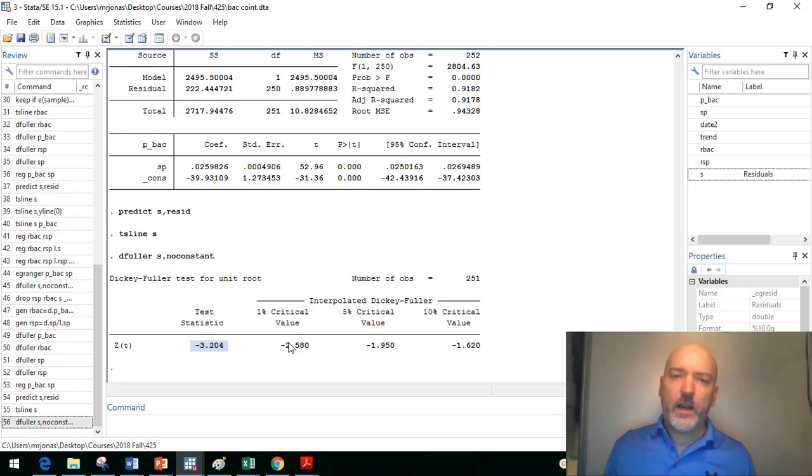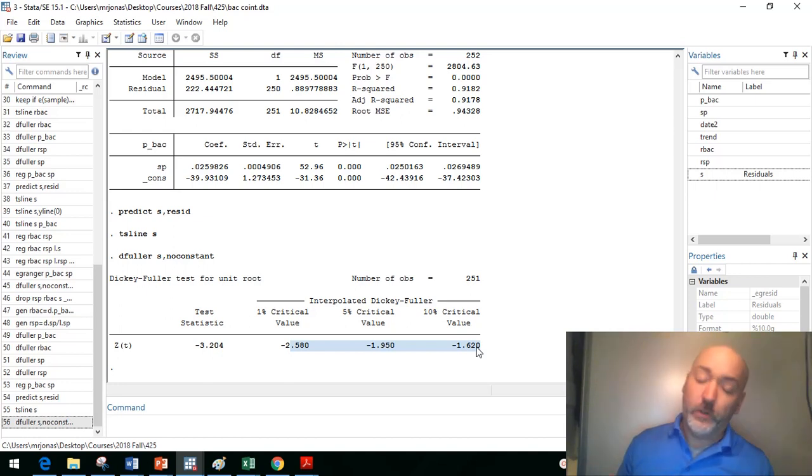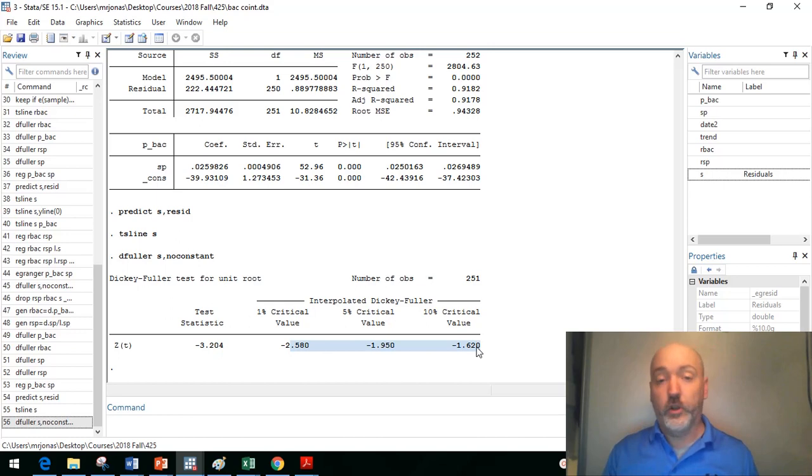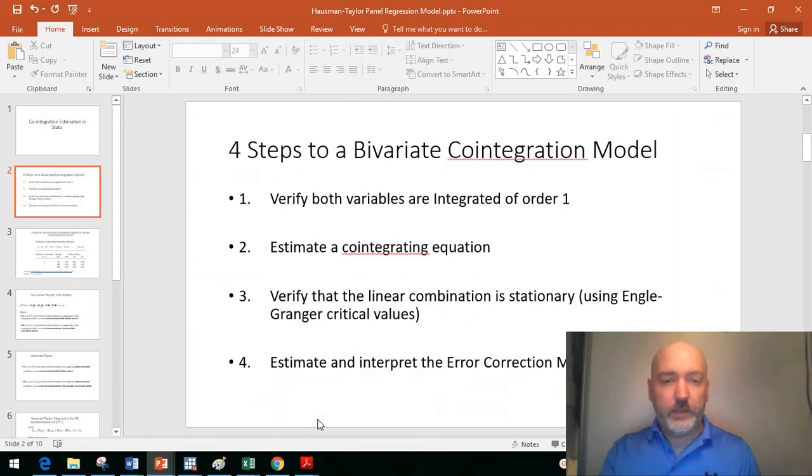So we want to say, aha, we have stationarity, but we have to remember these are not the right critical values, right? These are the Dickey-Fuller critical values, but because we are testing an estimated value, we actually have to have larger critical values. So we have to go to our econometrics textbook or Google Engle-Granger cointegration critical values, and you'll get something that looks like this.